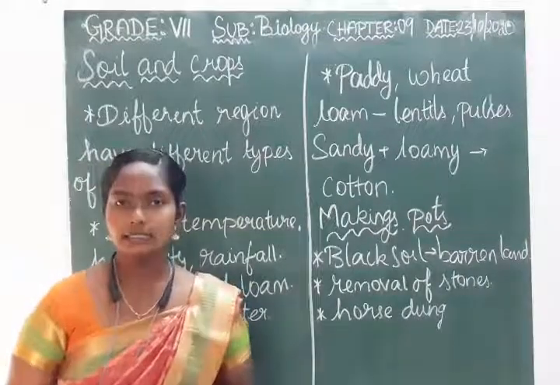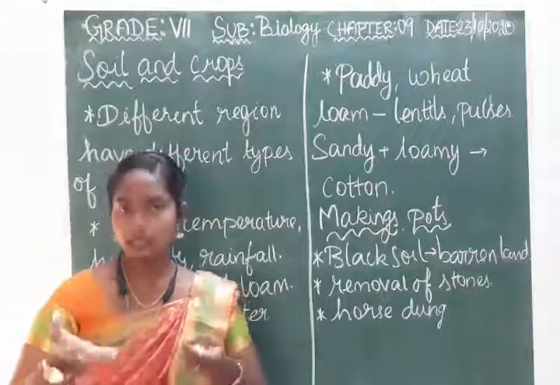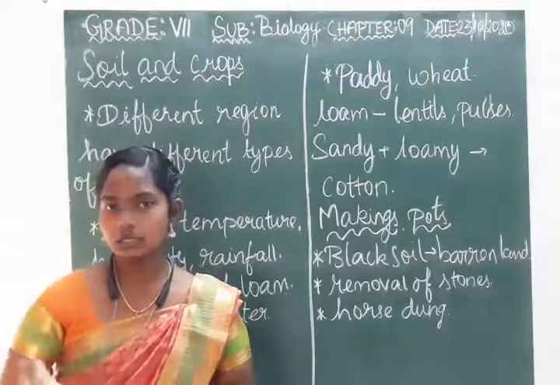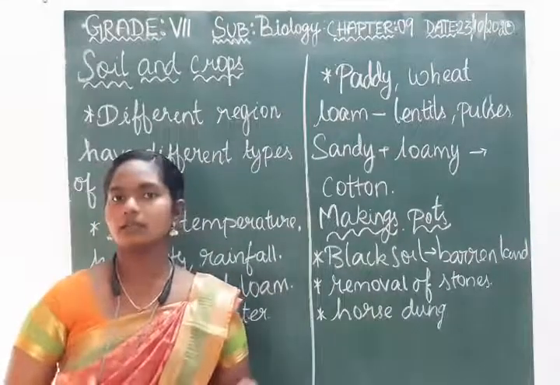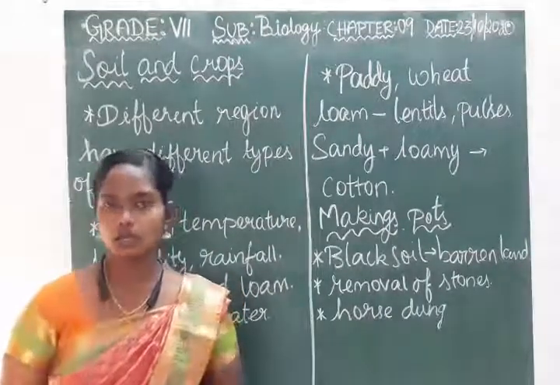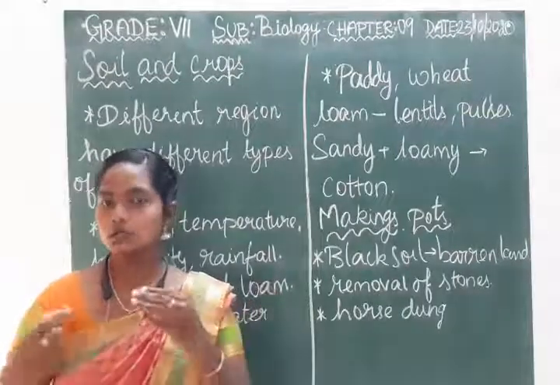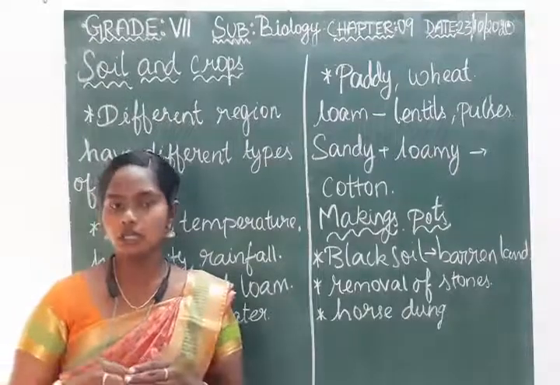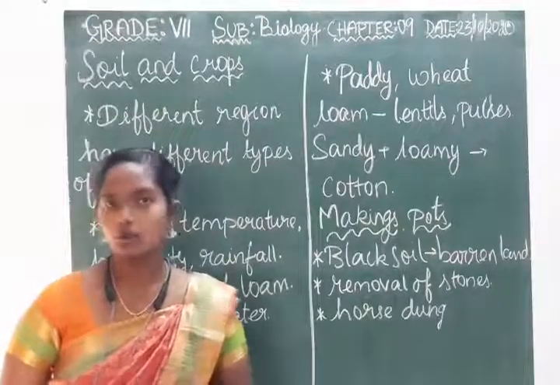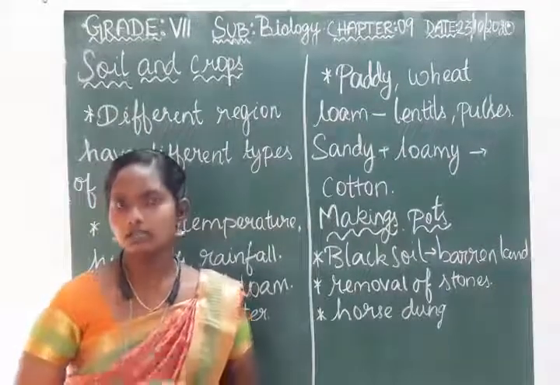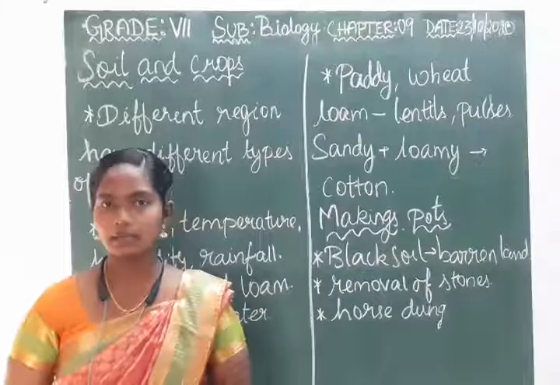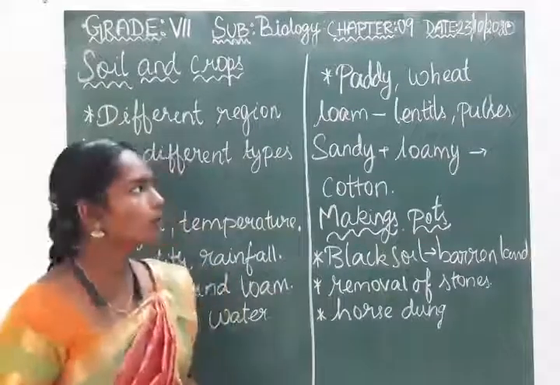The next reason is the usage of chemicals like pesticides in the cultivable land. This also causes soil erosion. So we have to avoid the usage of chemicals, and the deforestation rate has to be lowered. This is the way to prevent soil erosion. So this is about this chapter.